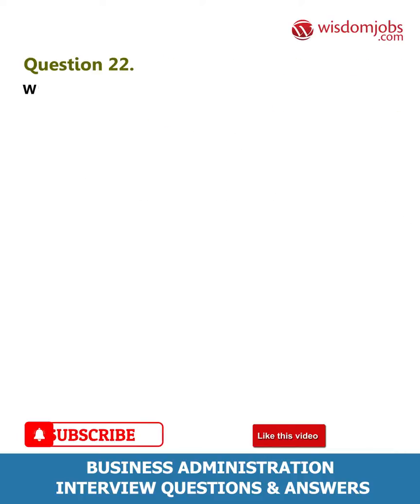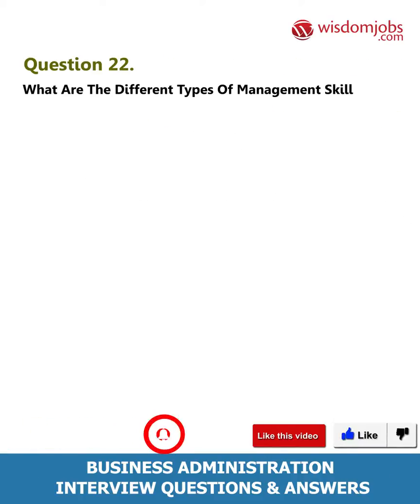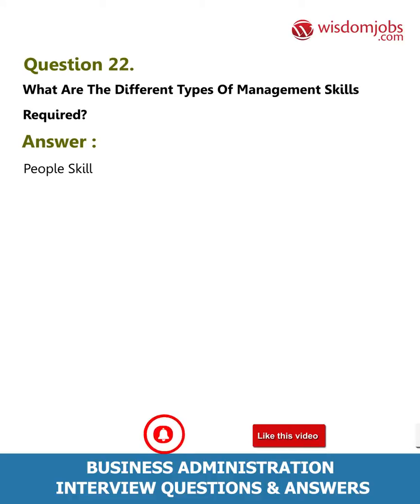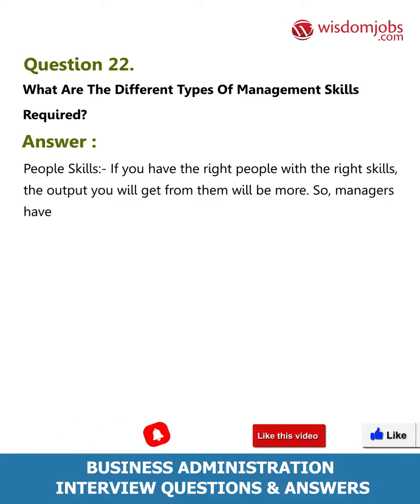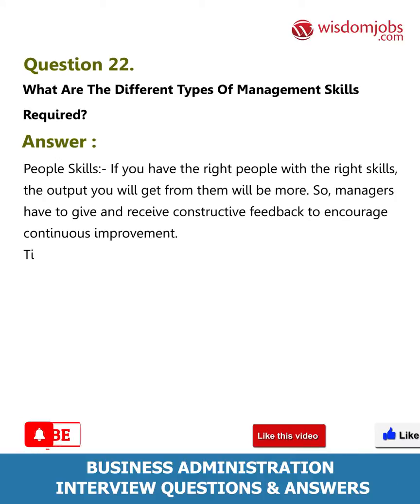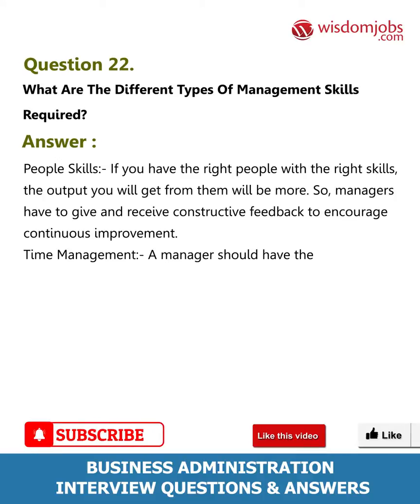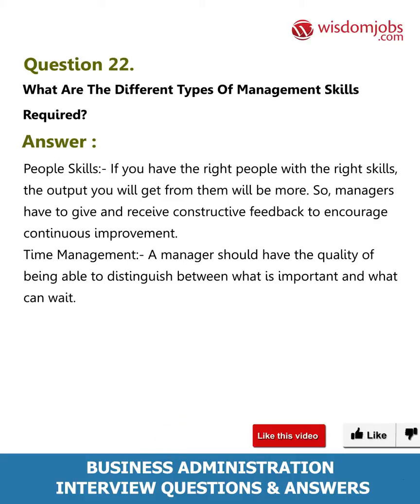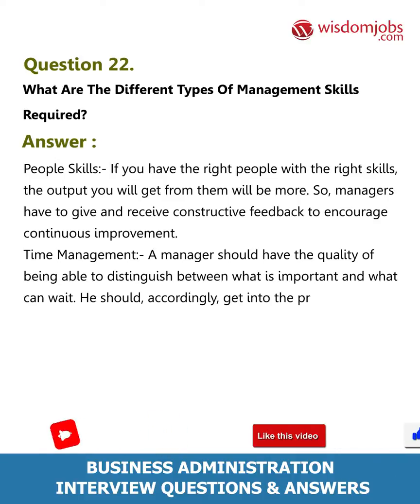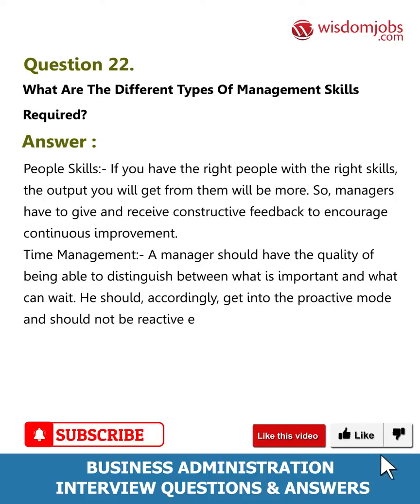Question 22. What are the different types of management skills required? Answer. People skills. If you have the right people with the right skills, the output you will get from them will be more. So, managers have to give and receive constructive feedback to encourage continuous improvement. Time management. A manager should have the quality of being able to distinguish between what is important and what can wait. He should, accordingly, get into the proactive mode and should not be reactive every time.